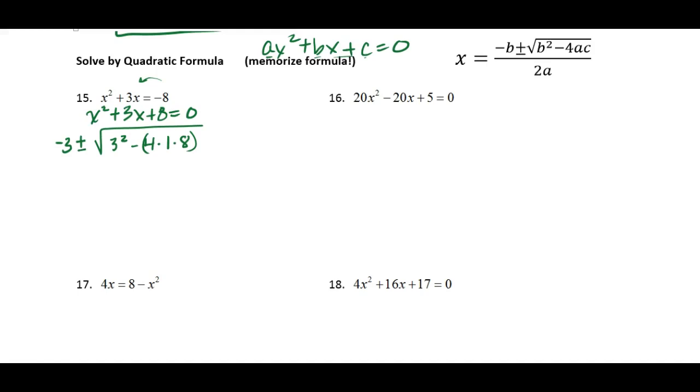I'm just going to clean the numerator up really quick before I do the denominator. Plus or minus, this will be 9 minus 32.